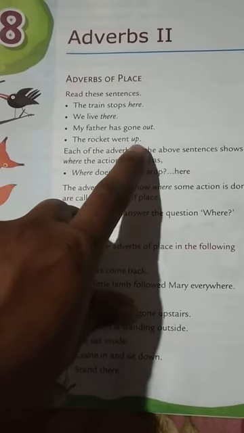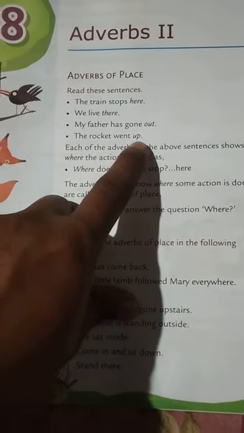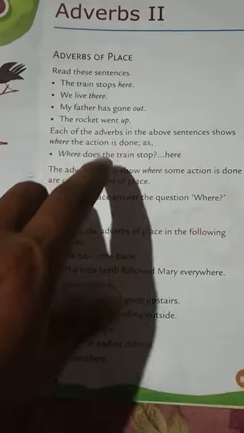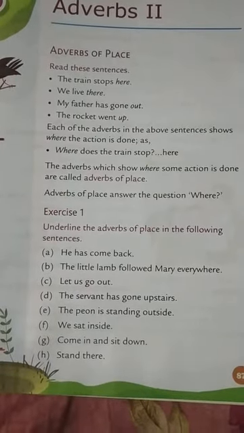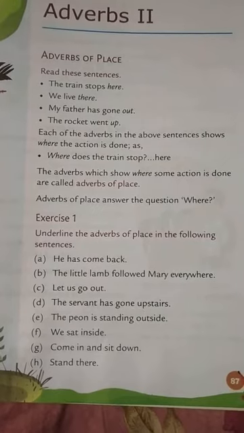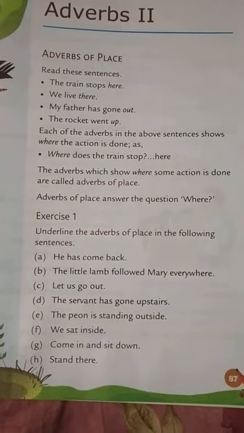The rocket went up. Rocket गया. कहाँ गया? किधर गया? ऊपर गया. These words here, there, out, up, all are showing the place of any action. कोई भी काम कहाँ पे हो रहा है ये place show कर रहा है. These all are adverbs of places.